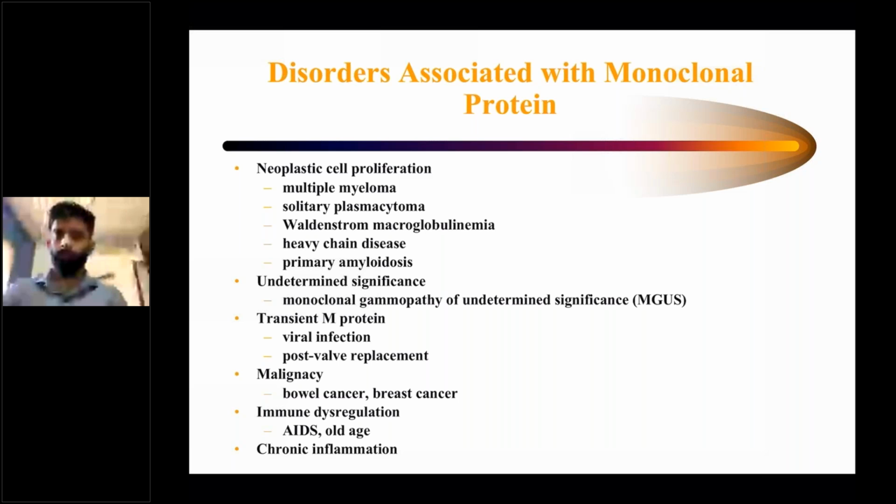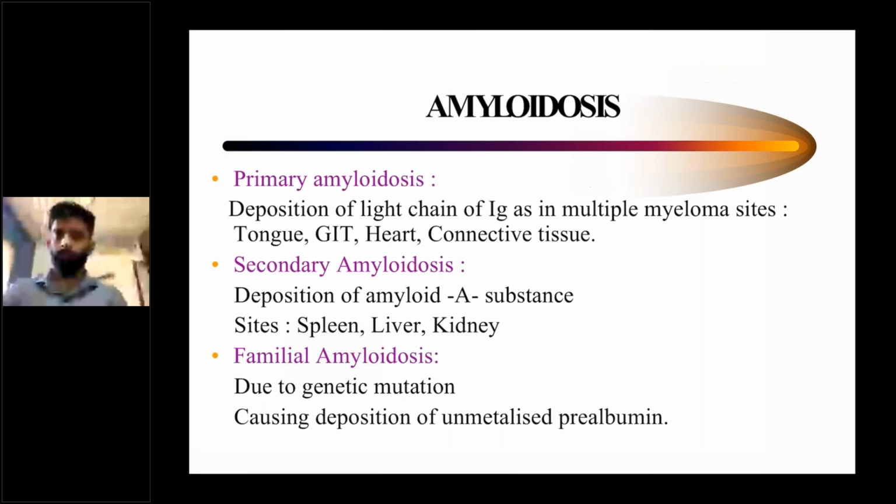So last one is amyloidosis. Primary amyloidosis is when there is deposition of light chain of IgG as in multiple myeloma, in sites like the tongue, GIT, heart, and connective tissue. Secondary amyloidosis is deposition of amyloid A substance in sites like spleen, liver, kidney. And familial amyloidosis is due to genetic mutation, causing deposition of unmetabolized prealbumin.